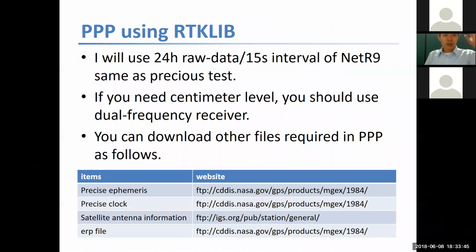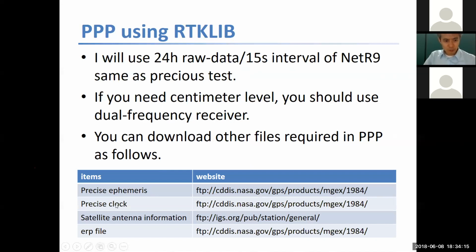Okay, so maybe someone would like to use PPP using RTKLIB. So I will show you how to use RTKLIB in the case of PPP. I used 24 hours of raw data, 15-second interval. You already have this, the test data already uploaded. If you need centimeter level, you should use a dual frequency receiver. So that's why I chose Nettro R9 data. And you can download other files required for PPP as follows.